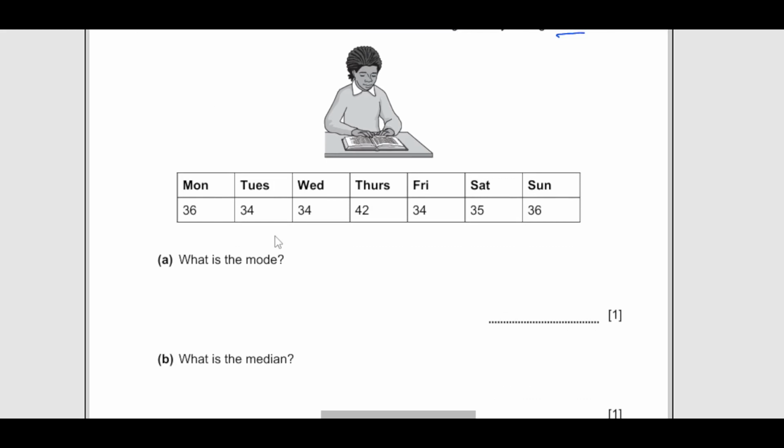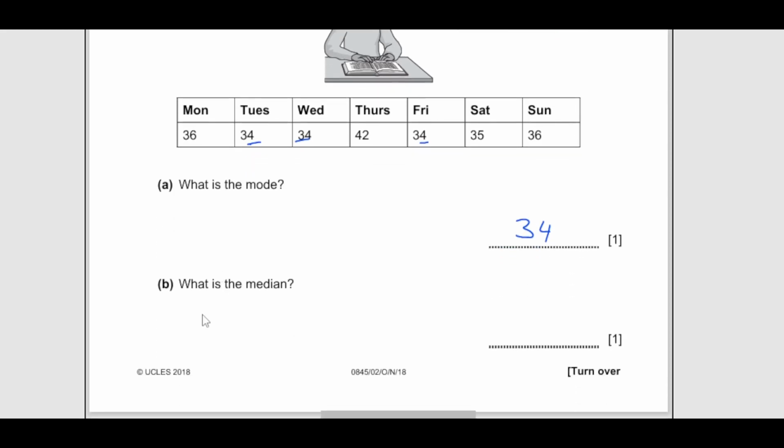Okay. Now number 23: the table shows the number of children visiting a library during 1 week. What is the mode? Now mode is the number that occurs the maximum times. So we have 34 coming 1, 2, 3 times. So 34 is the mode. And the median is going to be the middle number. So first of all you need to arrange them in order. So we have the smallest number here, 34, then 34, again 34, then we have 35, 36, 36 and 42. Now we will look for the middle number. So we strike off from the first and the last, second and second last, third and third last. We are left with 35. So 35 is the median.